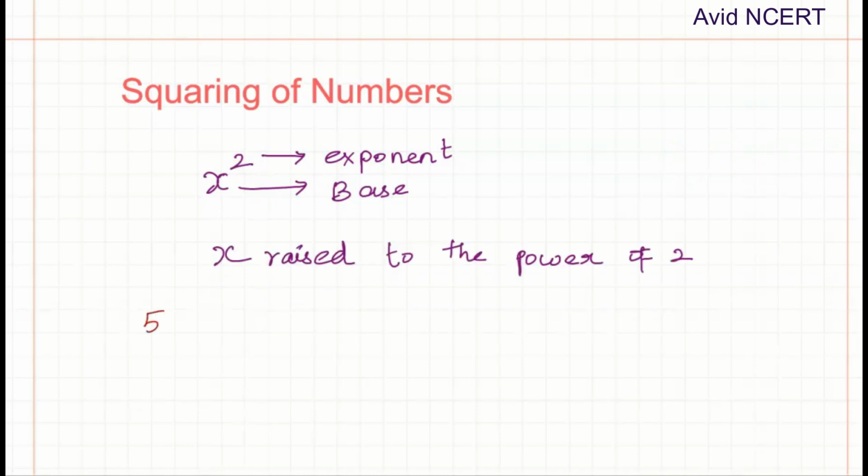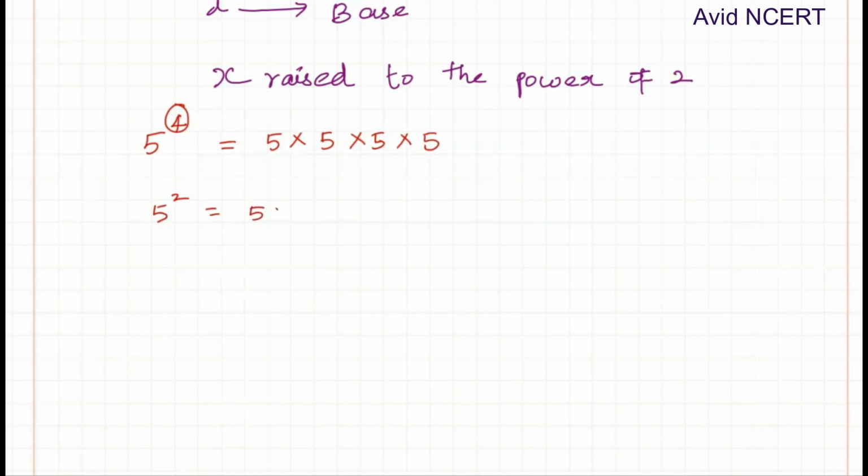When a number has an exponent, it means it has to be multiplied that many times. For example, here it is 4, so it is 5 times 5 times 5 times 5. When the exponent is 2, it is 5 times 5. So the number is multiplied by itself.